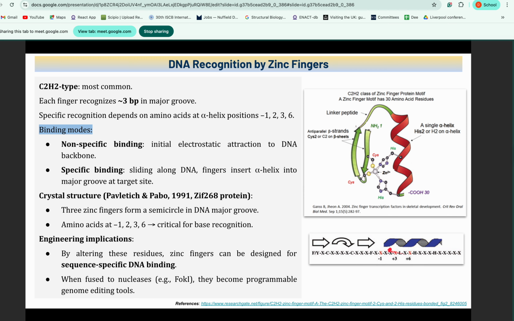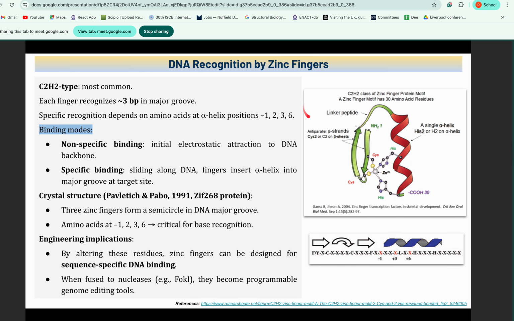So as I know that in this alpha helix, these are the sites which are responsible for binding. Based on which DNA region I want to bind, I can change these sites. That is what is mentioned here, that I can alter the residues at the protein level, which can now specifically bind to the DNA region. So when fused to nuclease, which is the FokI one, they become programmable genome editing tools.